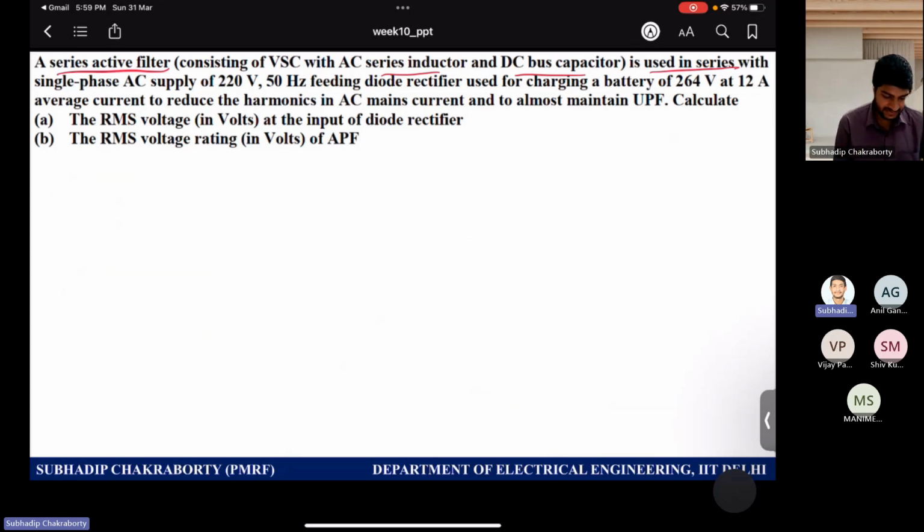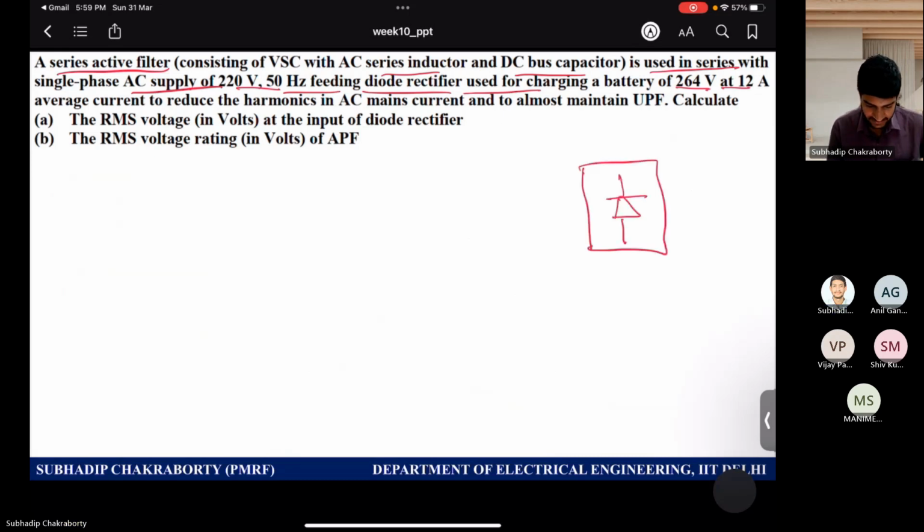And you have a single phase AC supply of 220 volts. And what is the load now in this problem? The load is a diode bridge rectifier. But what is it used for? It is used for charging a battery. So you have a diode bridge rectifier, then you have obviously a battery which is of 264 volts, 12 amps. Now here in this problem, no source impedance is given, right?